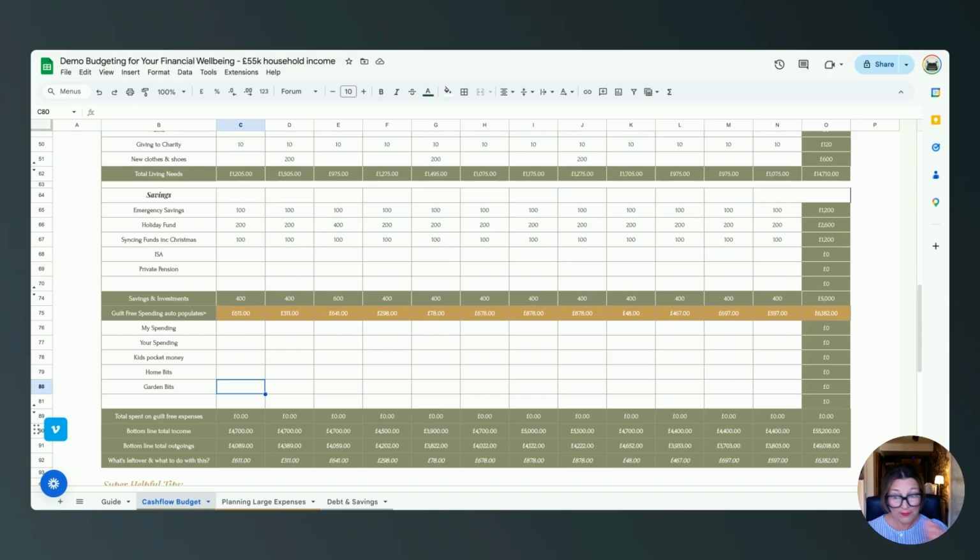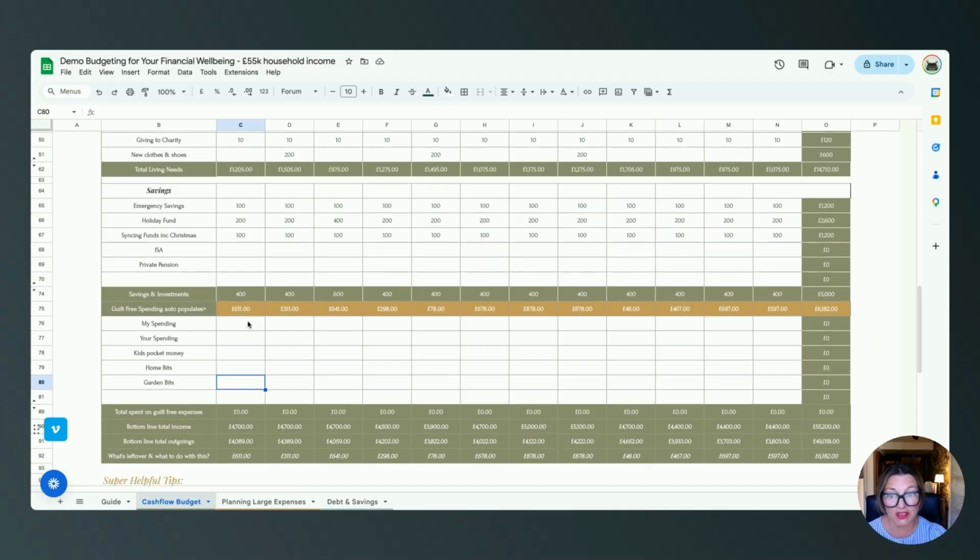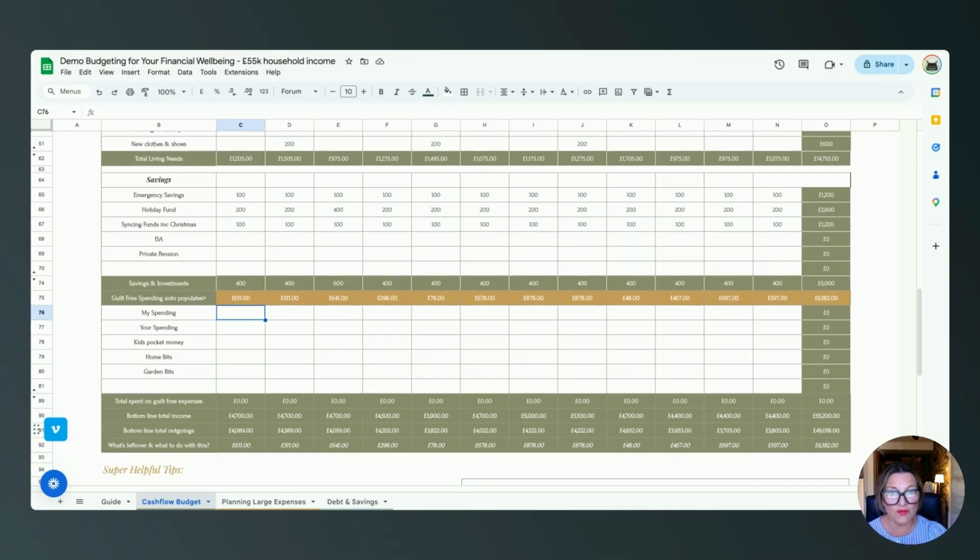Now, here is where we've got the guilt-free spending, as I say. So this is where you can decide exactly where this money goes or how it's used at this stage. Personally, I don't really enjoy budgeting for every single thing. I find it's too restrictive, and it is too faffy to try and maintain. So I like to say, okay, as a household, we've got X amount of money to spend this month. How are we going to spend it?